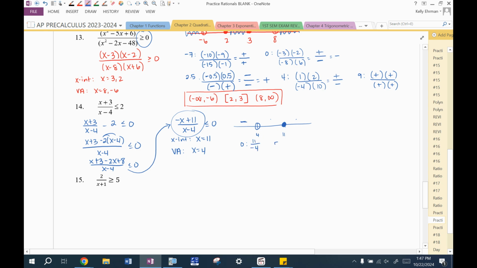Something between 4 and 11, I would pick 5. Plug in 5, you get negative 5 plus 11 over 5 minus 4. That's 6 over 1. It's positive. Plug in something like 12, you get negative 12 plus 11 over 12 minus 4. Negative 1 over 8 is negative. We want the negative sections because this says less than or equal to. So my solution set is negative infinity up to 4, and then from 11, with a square bracket to include 11, out to infinity.